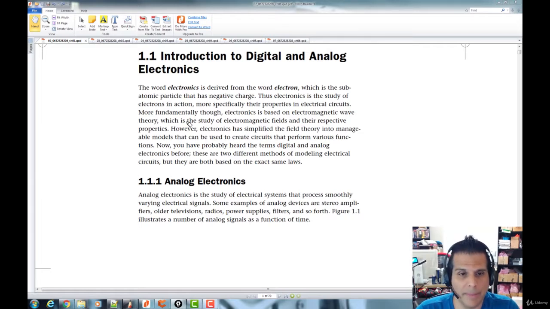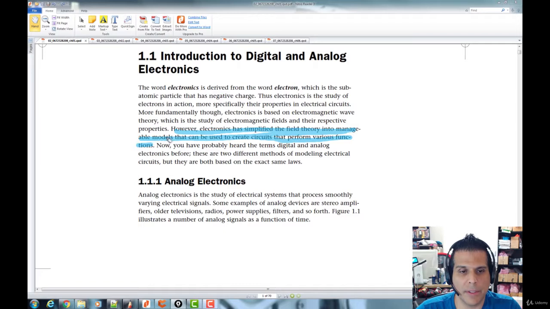More fundamentally, though, electronics is based on electromagnetic wave theory, which is the study of electromagnetic fields and their respective properties. However, and this is really important, electronics has simplified the field theory into manageable models that can be used to create circuits that perform various functions. All right, so this is super, super important, and I'm just going to highlight this a little bit here.